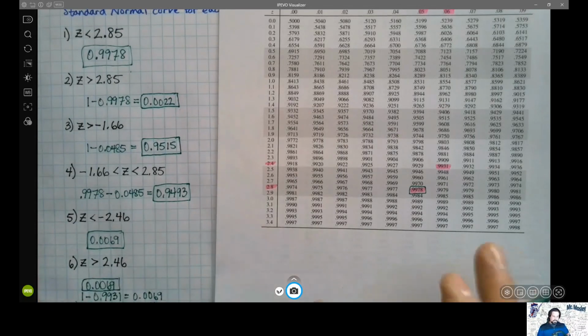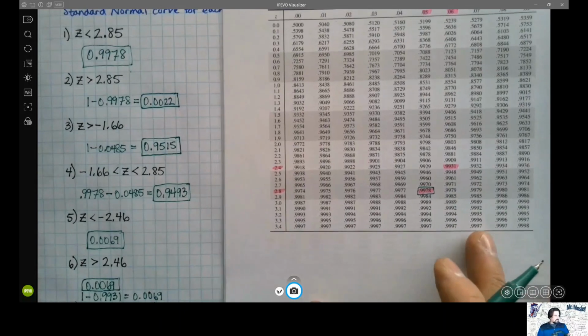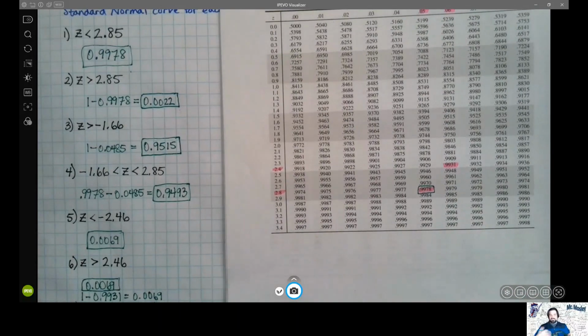All right, so there you go. There are some examples on how to use Table A when provided a value of z or a range for z.